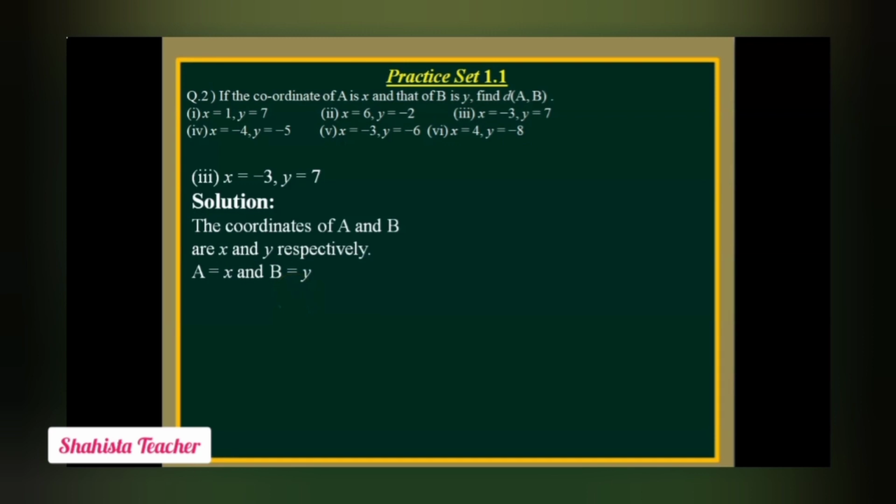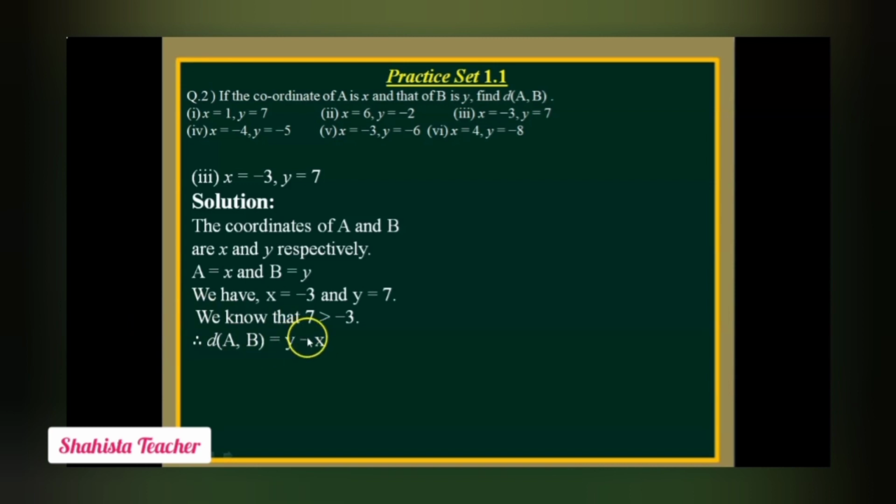Now here x is equal to minus 3 and y is equal to 7. x is negative and y is positive. As you know, 7 is greater than minus 3. So we will subtract these two numbers. The distance of A comma B is equal to y minus x, because y is greater than x.